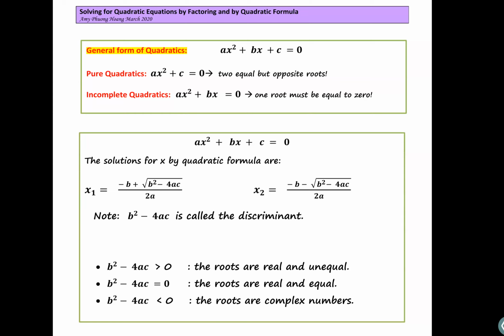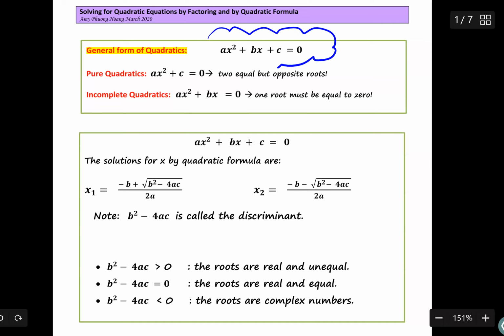Hello everyone. In this video, we will review one of the most important concepts in mathematics, the quadratic equations. Quadratic equation has three forms. The first form of the quadratic equation is called the general form of the quadratics. In this form, you will have the full three terms on the left-hand side of the equation. Please note that the right-hand side of the quadratic equation always equals 0.